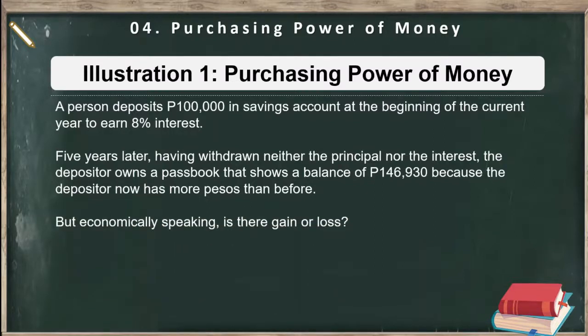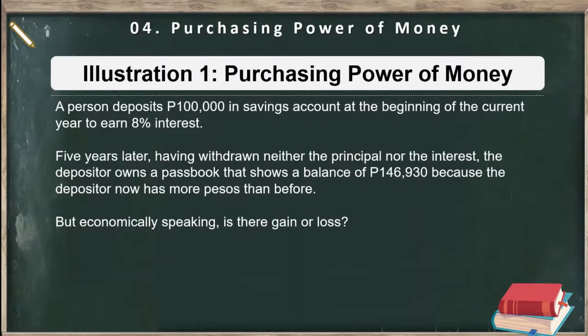So this is the amount that is computed, okay? This is the amount computed using 8% for 5 years. But economically speaking, is there a gain or loss here? Naa ba siya gain or loss? So there is a monetary income of 46,930, which is the difference between the 100,000 principal and the 146,930, which is the amount after 5 years at 8% compounded annually.